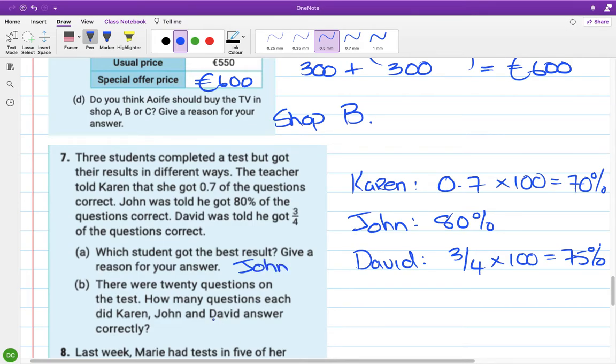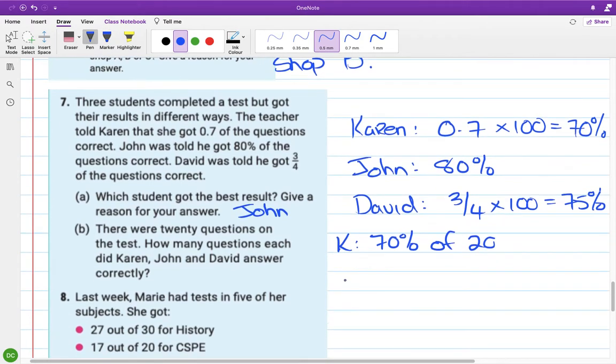There were 20 questions on the test. How many questions did each of Karen, John and David answer correctly? So we have to figure out, for Karen, we're looking at 70% of the 20 questions. For John, he got 80% of the 20 questions. And for David, he got 75% of the 20 questions correct.